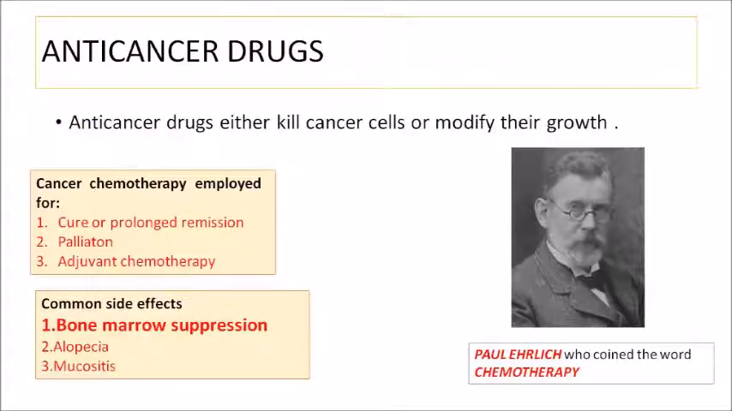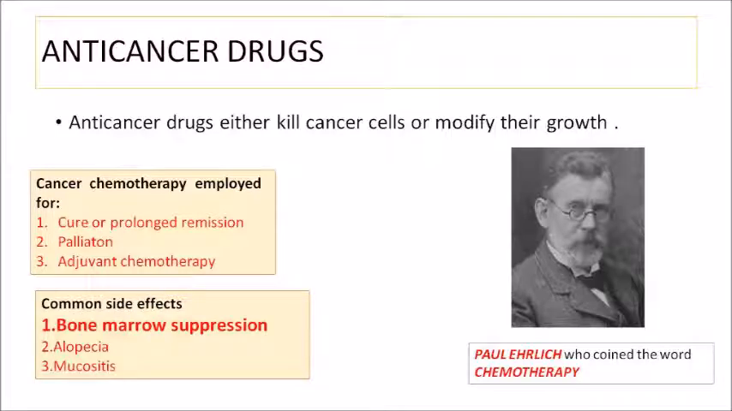Next is cancer chemotherapy or anti-cancer drugs. Anti-cancer drugs, what they do, they either kill or they modify the growth of the cancer cells. Cancer chemotherapy is employed either for curing the cancer or for a prolonged remission of the cancer. The second reason for using this drug is palliation or pain relief. And the third is it is given as an adjuvant to other cancer treatments, maybe to radiation therapy, and adjuvant chemotherapy can be given. So Paul Ehrlich is the person who coined the word chemotherapy. What are the most common side effects of anti-cancer drugs?